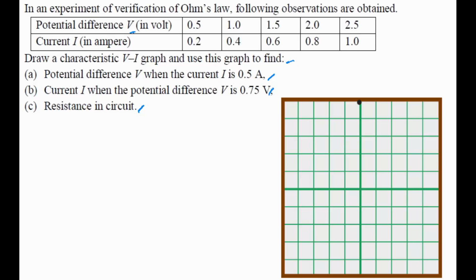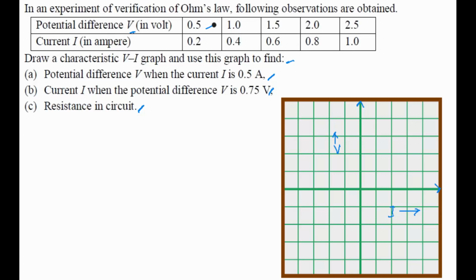Let's take this graph. This is your y-axis and this is your x-axis. VI graph, how will we draw? Potential difference V is on your y-axis and current is on your x-axis. Let's try to plot the points given in the table and then draw the graph. First of all, we need to consider scale, right? Depending upon the readings we see, we need to consider scale.